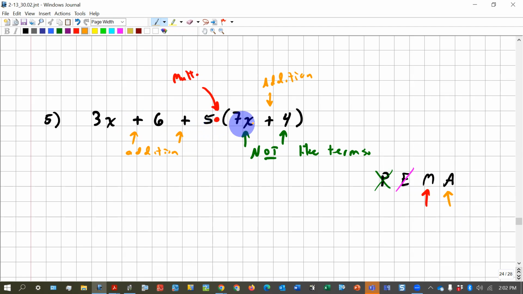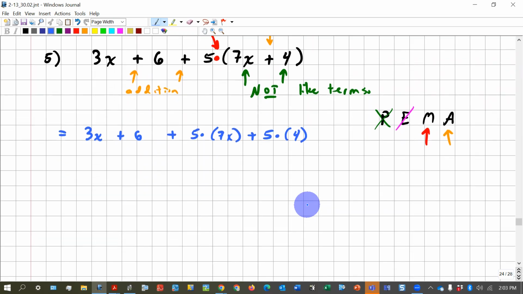And I'm multiplying 5 by a set of parentheses, and inside the parentheses, I have addition. So I need to distribute my 5. So 5 times the 7x plus 5 times the 4. I still need to multiply before I add. Now I have 2 multiplications. They're separated by an addition. Addition comes later. So 3x plus 6 plus 35x plus 20.